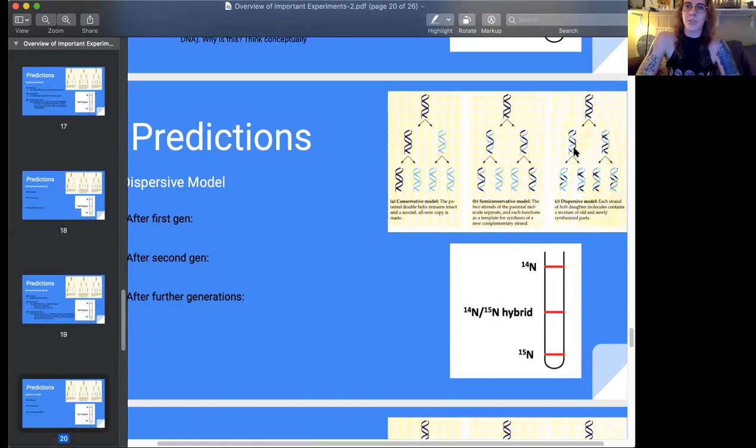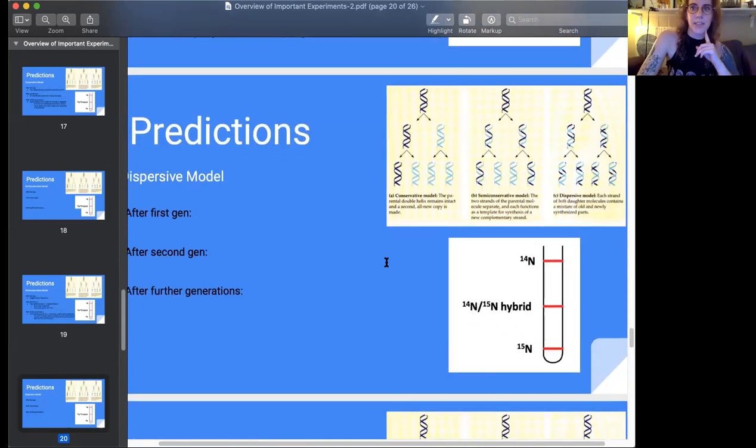So even these individual strands are hybridized. And basically what that means is that it's going to be super easy to detect in this experiment, because you're essentially just going to have a band at the hybrid after the first generation. And then after the second generation, it's going to just get thicker and thicker the longer that you keep it running.